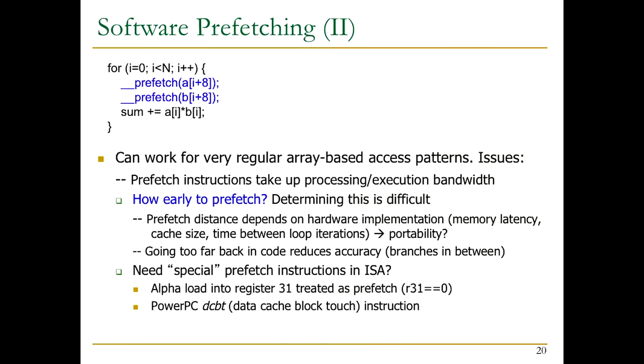Okay, and do you need special prefetch instructions in the ISA? Not necessarily, actually. Alpha ISA, for example, used a load instruction. If the load's destination register was register 31, that was treated as a prefetch. Why? Because they hardwired register 31 to be 0. By definition, you could not change register 31. So it's nice. You could use tricks like that. PowerPC has the data cache block touch instruction, and we saw x86. So all major ISAs have prefetch instructions.